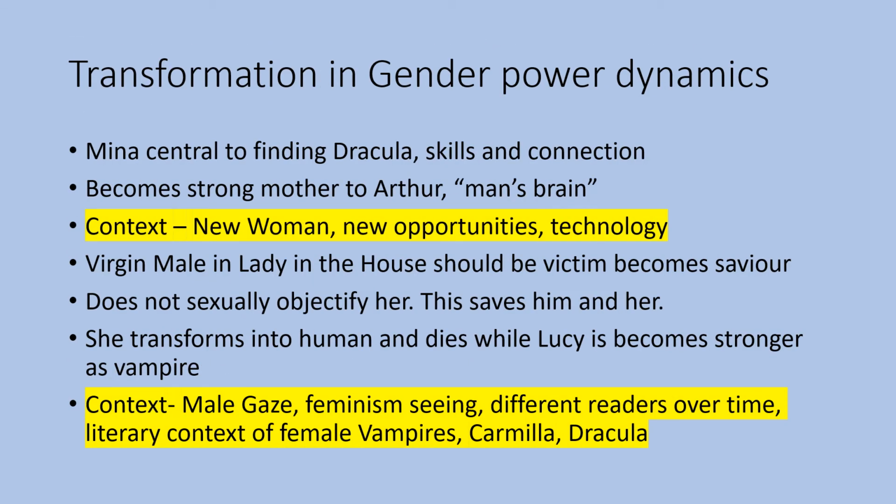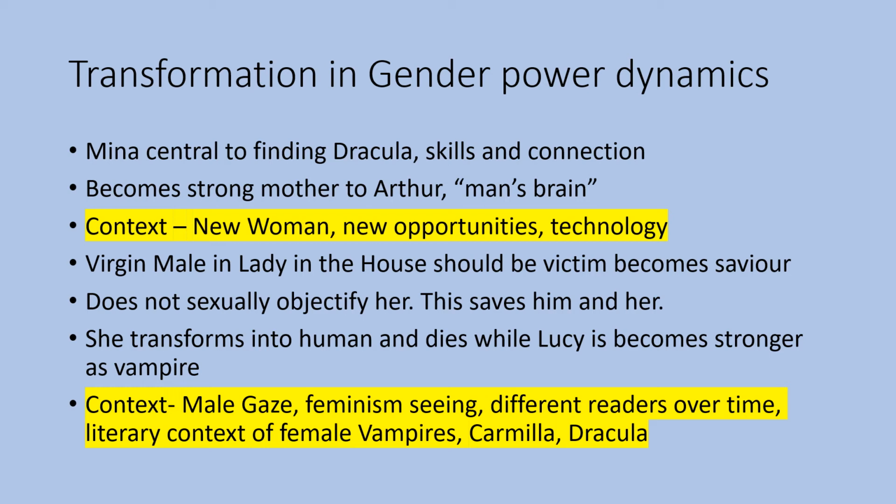Okay, so if we consider our Battenberg cake with four parts to it, let's consider a third part. We've looked at the transformations from a physical point of view. We've looked at the transformations of genre. Now let's consider the transformations in both texts from the point of view of power dynamics, particularly gender power dynamics.